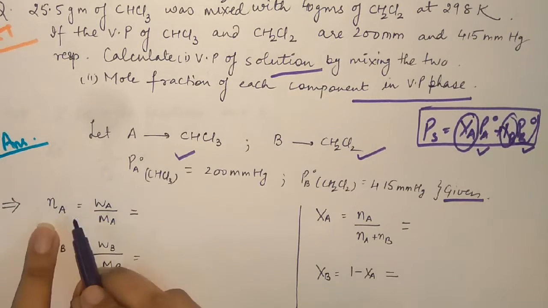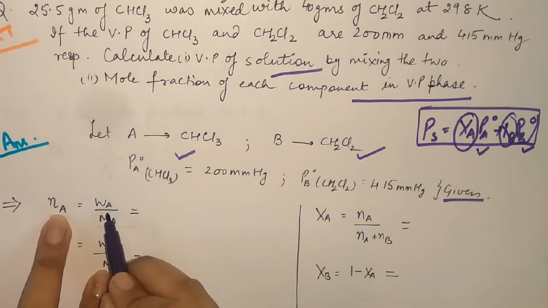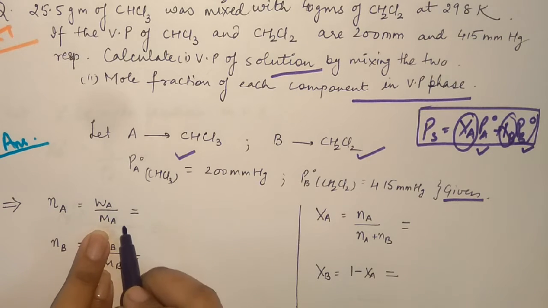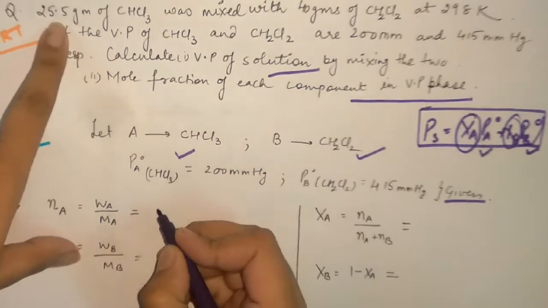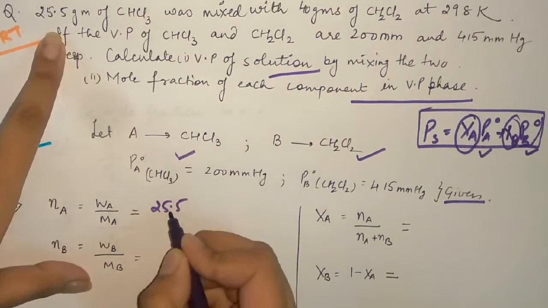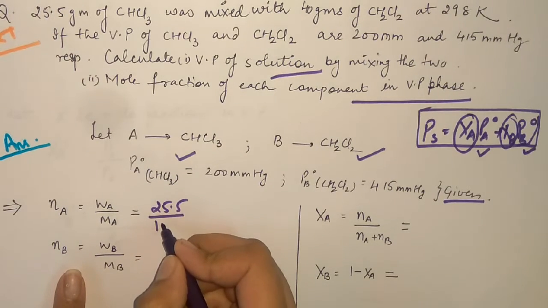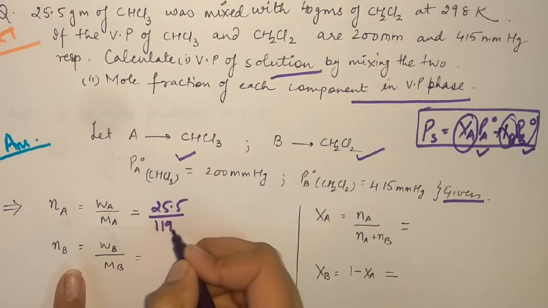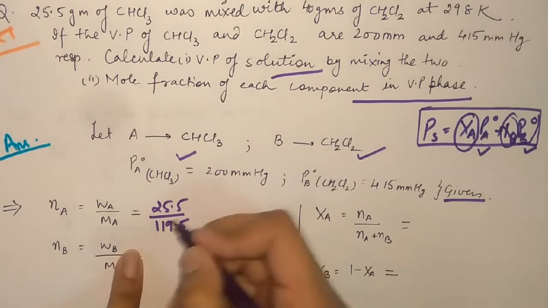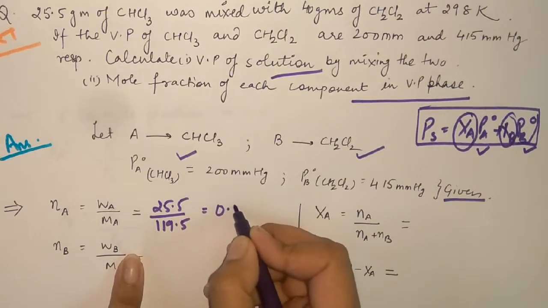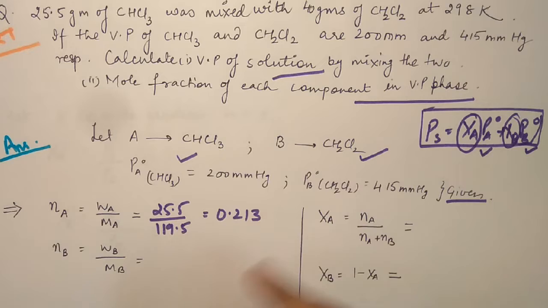Number of moles Na is equal to Wa upon Ma for CHCl3. The given weight of CHCl3 is 25.5 grams, divided by the molecular weight of CHCl3. You should remember the molecular weight, or the weights will be given, or you can calculate the molecular weight. The molecular weight of CHCl3 is 119.5. So when you divide the two, you will get 0.213.